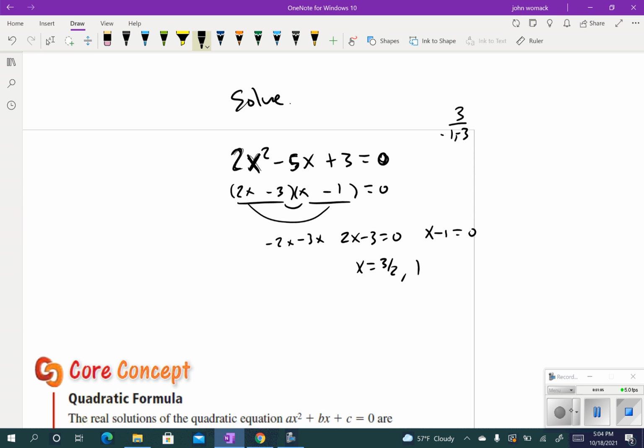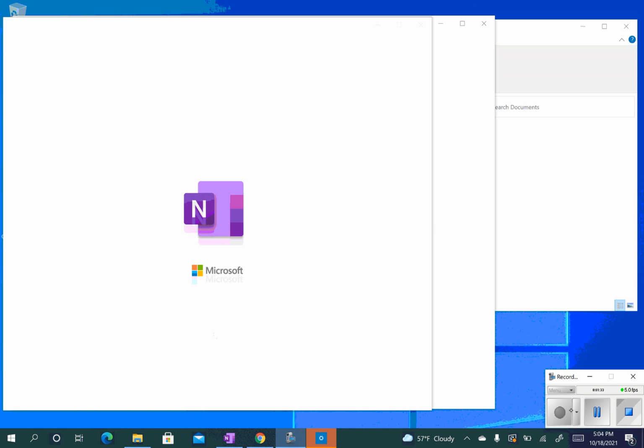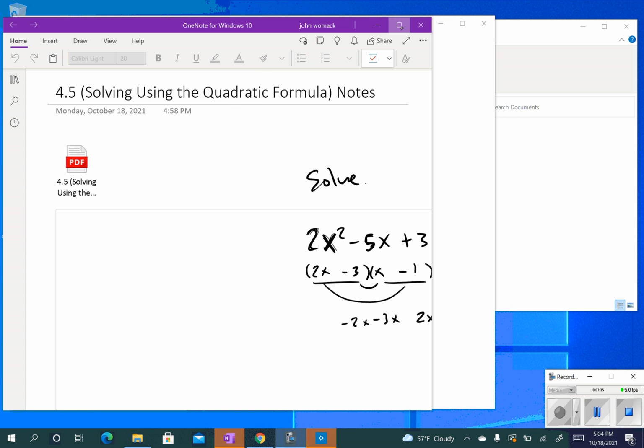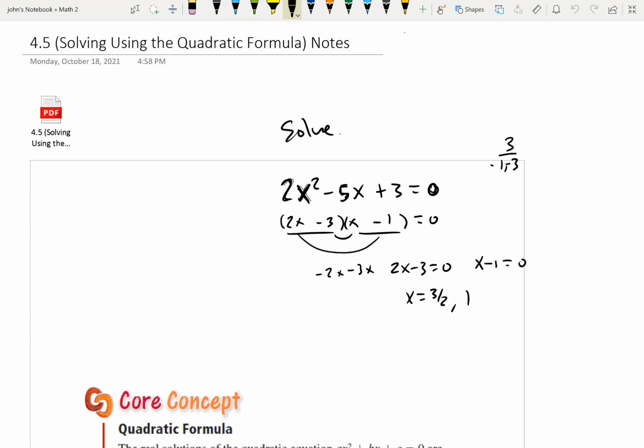We could do it by graphing. Remember, there are some drawbacks to graphing, in that if you don't have a graphing calculator, or sometimes it just gives you an approximation. Factoring also, this one factors, but it doesn't always work. So all these different methods that we've gone through have their pros and their cons. There's one more method that we're going to go through today, and it's one that always works no matter what. So factoring doesn't always work. Square root method doesn't always work. Graphing doesn't always work. Completing the square does always work, but it's not always easy.